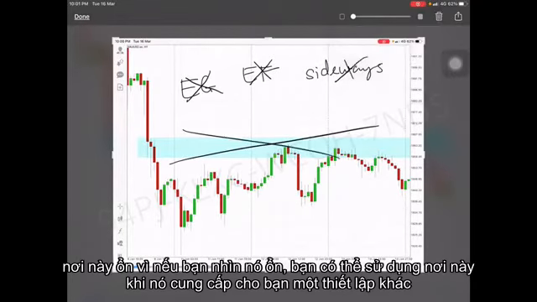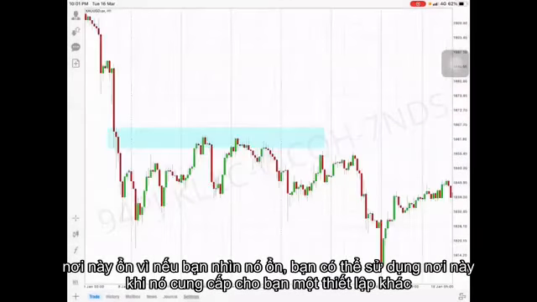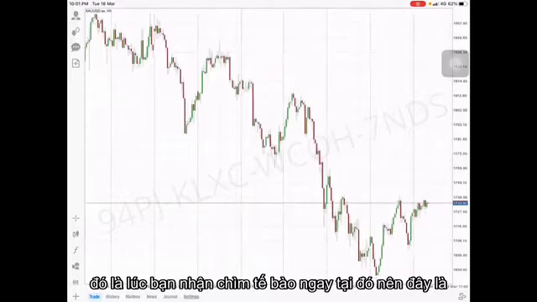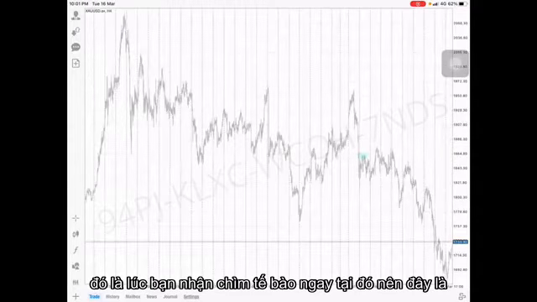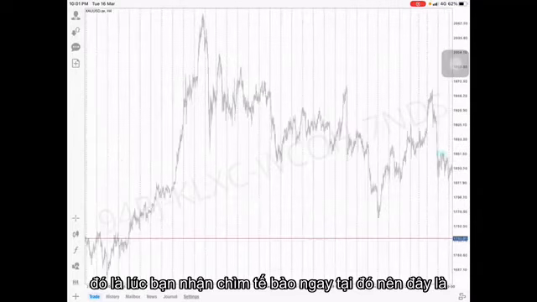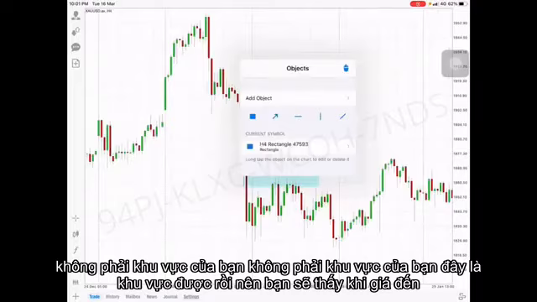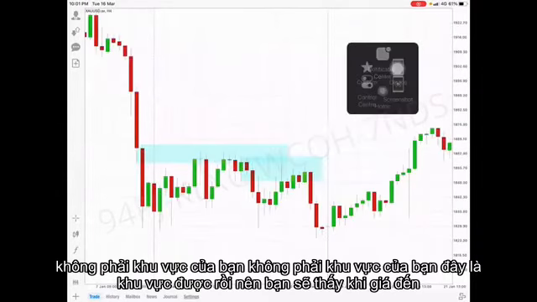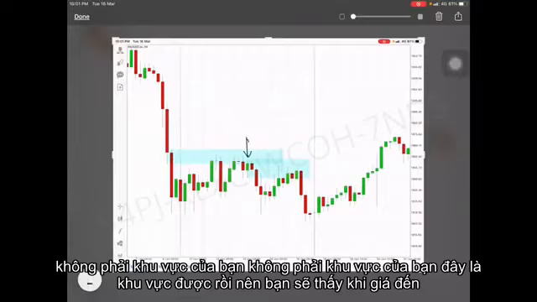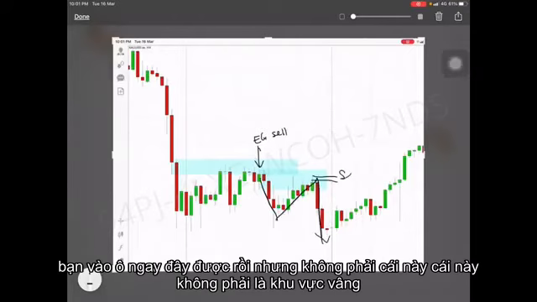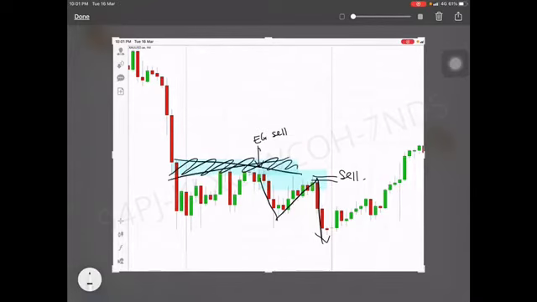Because if you look at it, you can use this when it gives you another setup, which is when it gives you an engulfing sell right there. So this is not your zone. This is the zone. You see, when the price comes, you enter sell right here. But not this one. This one is not the zone.